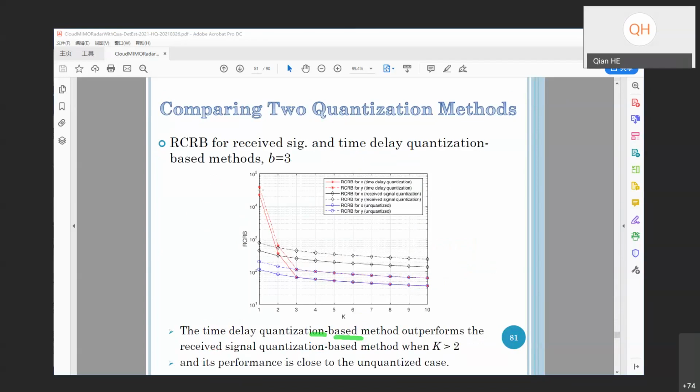So it turns out if you quantize a time delay, you have an estimation performance that looks like this, which is in red. And the black curve is what you get from quantizing the received data. And you can see there's a cross. That means for small k, k is a parameter of the system, it's better for you to quantize received data. But for bigger k, it's better for you to quantize the time delay. So it's up to you, up to your system, up to your application.